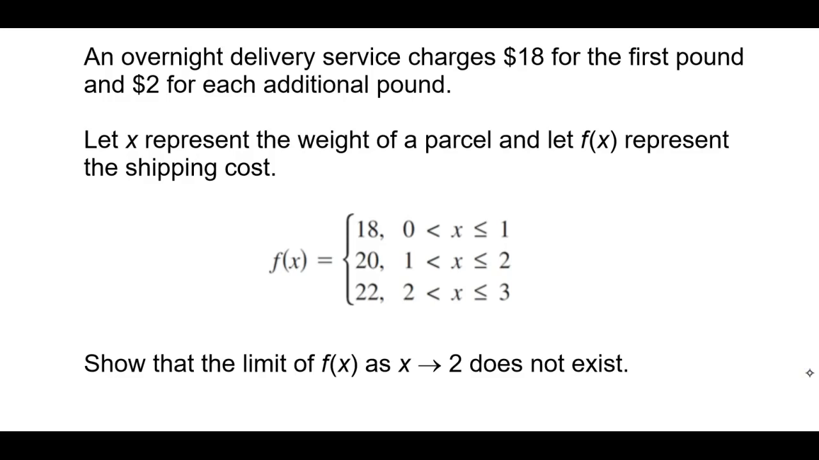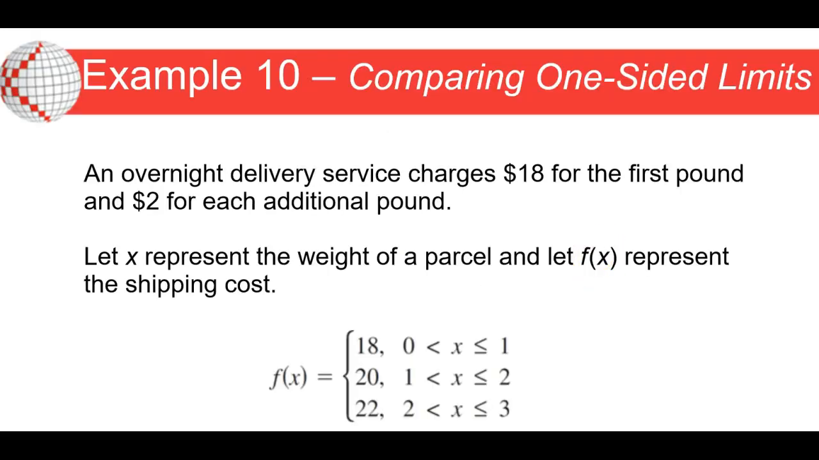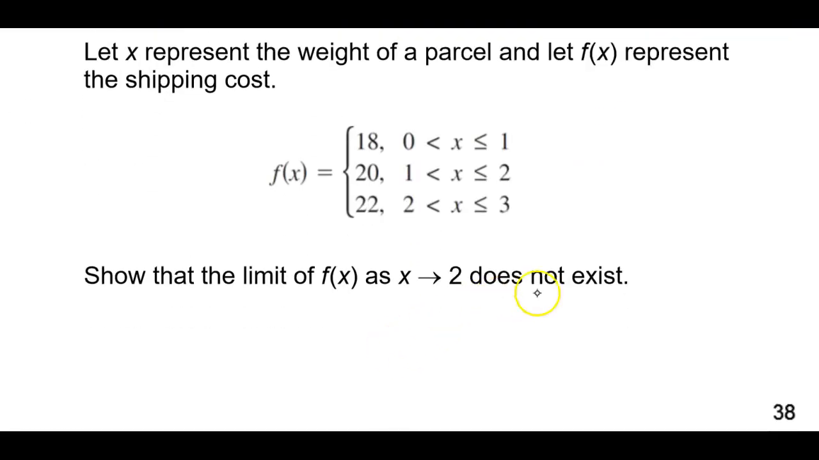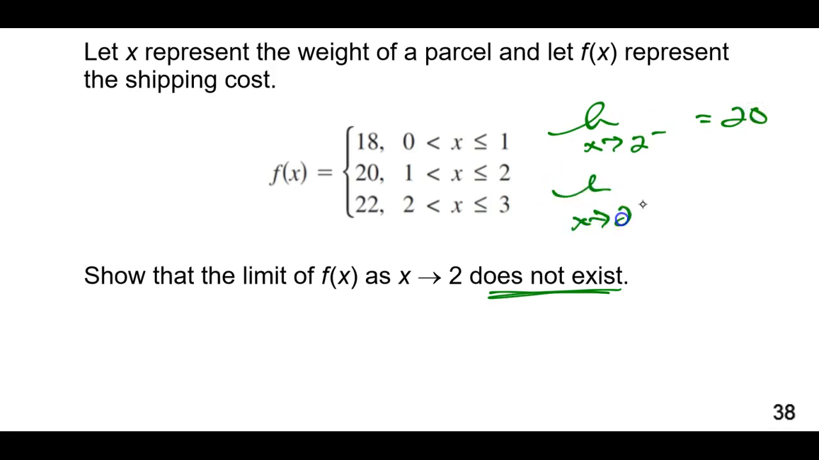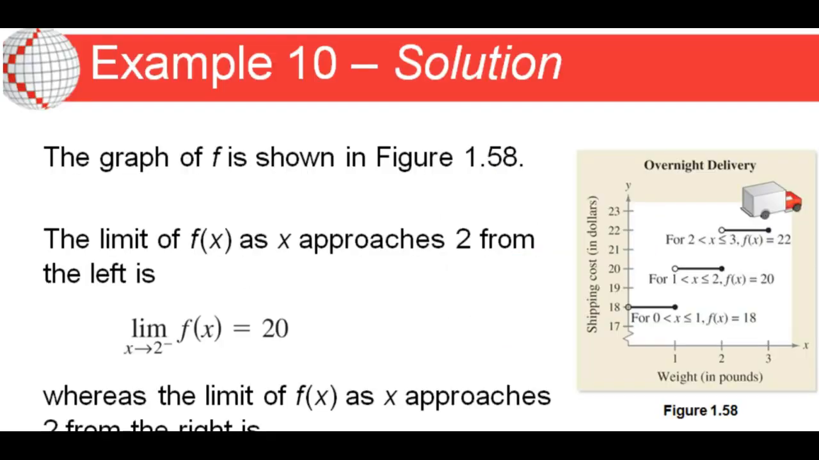Here's another example. It looks like they're asking for the limit from the left and the limit from the right. So the limit as x approaches 2 from the left looks like 20, and the limit as x approaches 2 from the right looks like around 22. So that's why they're saying the limit does not exist.